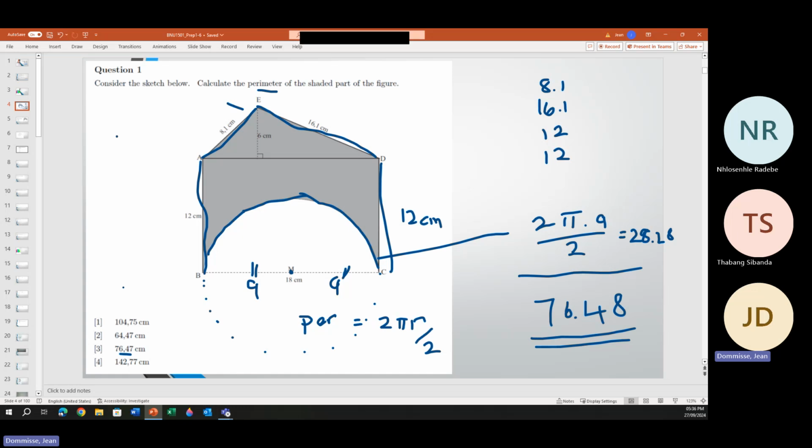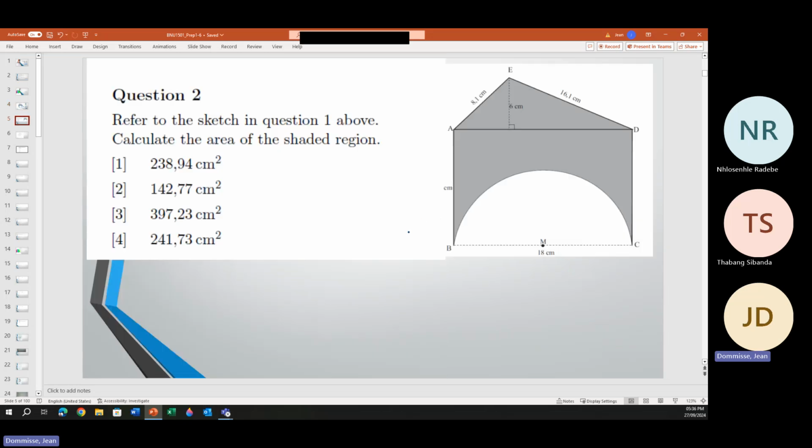So the important one in here was that we needed to work out the perimeter of a semicircle. Okay. We will get more of that.